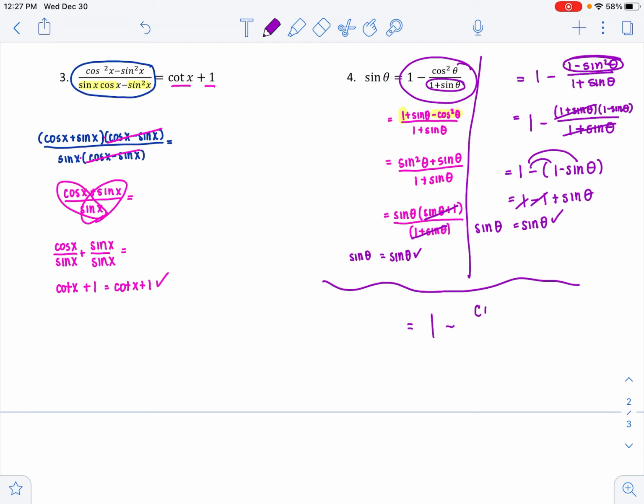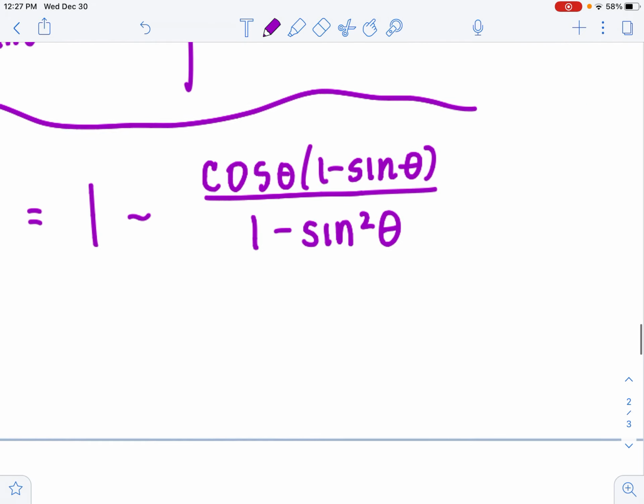minus cosine squared of theta. Oops, I forgot to multiply by the conjugate. So the conjugate would be 1 minus sine of theta. So I'd have cosine of theta times 1 minus sine of theta. And then if I multiply 1 plus sine of theta, and I would do this up there, it's just that there's no room, or it just doesn't make sense if I do it up there. If I multiply those two, outer and inner cancel, and I'm left with 1 minus sine squared of theta.